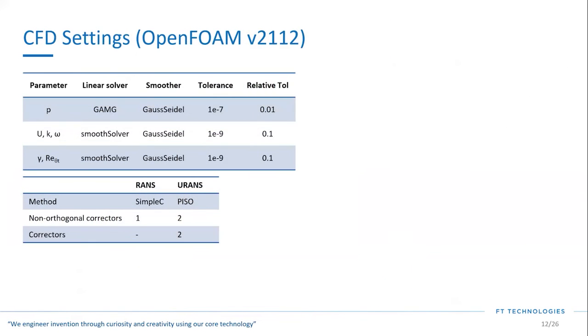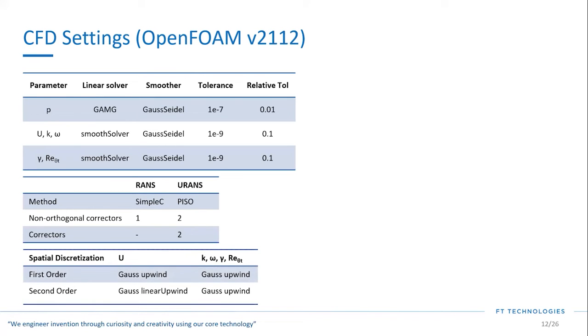So what are the CFD settings that we've used? Well, we've used OpenFOAM version 2112, and for our pressure, we're using a GAMG solver to solve the linear system with a Gauss-Seidel smoother. And then for our velocity, turbulent kinetic energy, dissipation, and gamma and Re theta, we've got a smooth solver as well as a Gauss-Seidel smoother. With our steady state, we've got a SIMPLEC method that we've implemented with a single non-orthogonal corrector. For our transient solutions, we've chosen the PISO method with 2 non-orthogonal correctors and 2 pressure correctors.